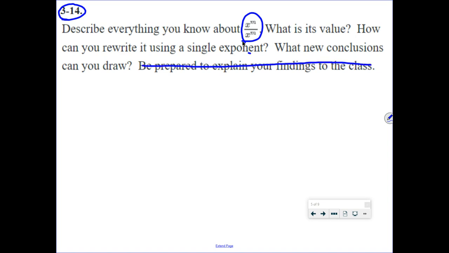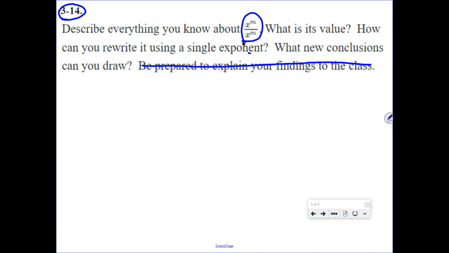Now, here's where I want you to dig deeper. Some of you are going to find an answer right away. But if all you find is one answer, then you're not thinking deep enough. I want you to think deeply. In fact, I want you to pause this video. I want you to think about this for a minute. I want you to think, what is the value? How can you rewrite it using a single exponent? Everything you can. Think about it right now, and then unpause it when you think you have the purpose of this problem. Go.